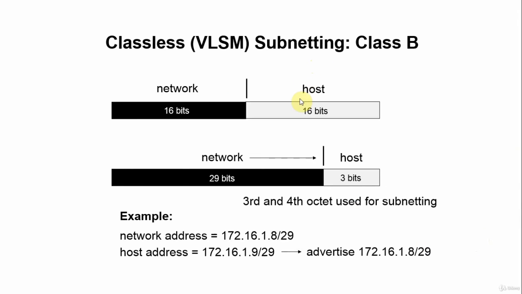I'm going to go to class B. It's the same thing. I can move any bits I want into the fourth octet, right up to practically /30. This is a /29, so I've got 3 host bits, and that leaves 13 bits used for the network in here. So for example, 172.16.1.8, that's a network address. It's a /29, so I'm subnetting into the fourth octet again. And 1.9 would be the first host address, and 1.8 is what's advertised.